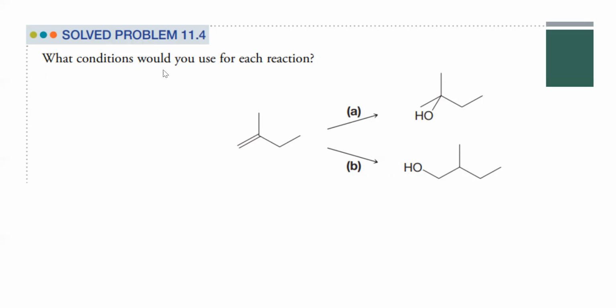What conditions would you use for each reaction? What do you think will be your agent if you want to prepare this kind of alcohol from this alkene, letter A?